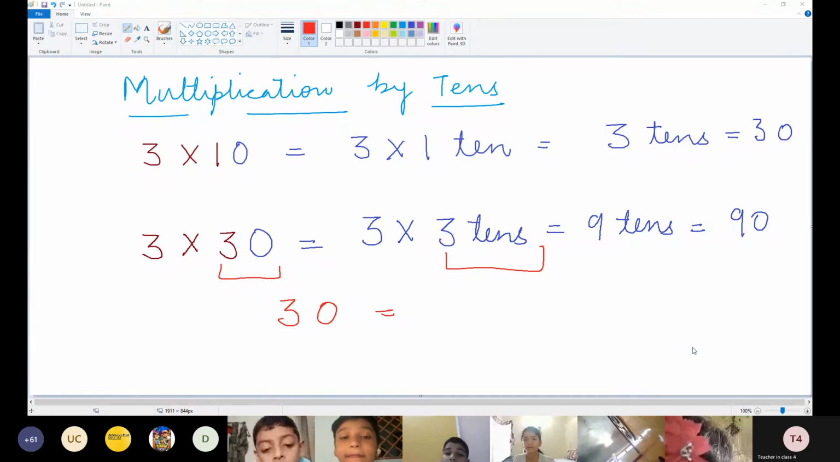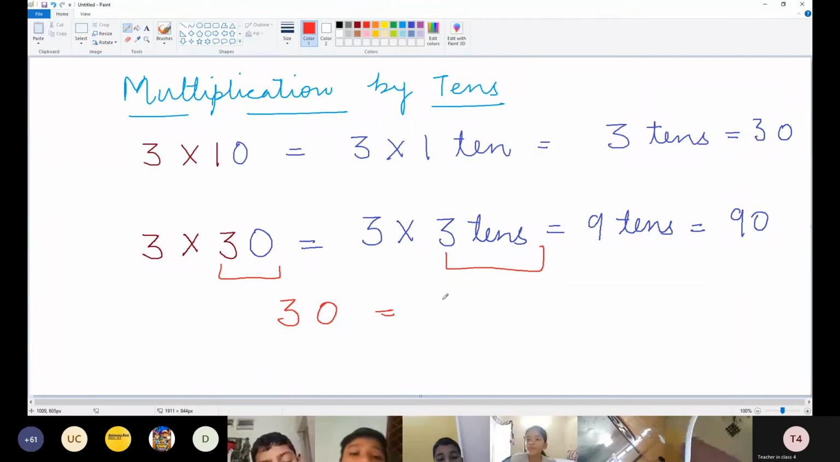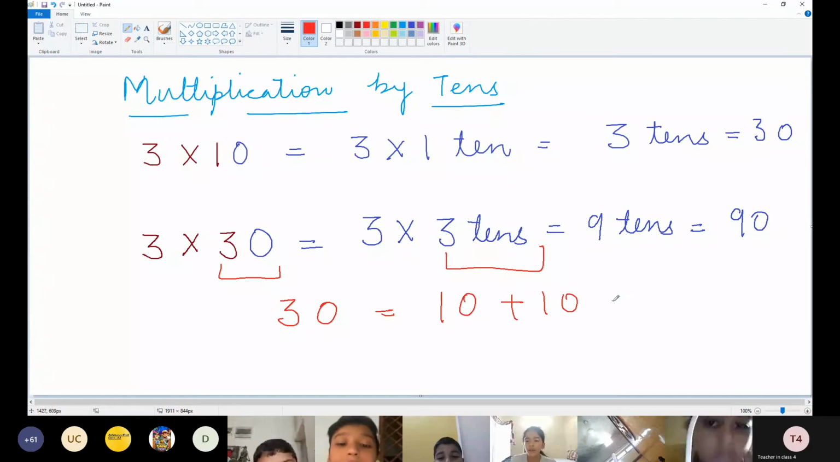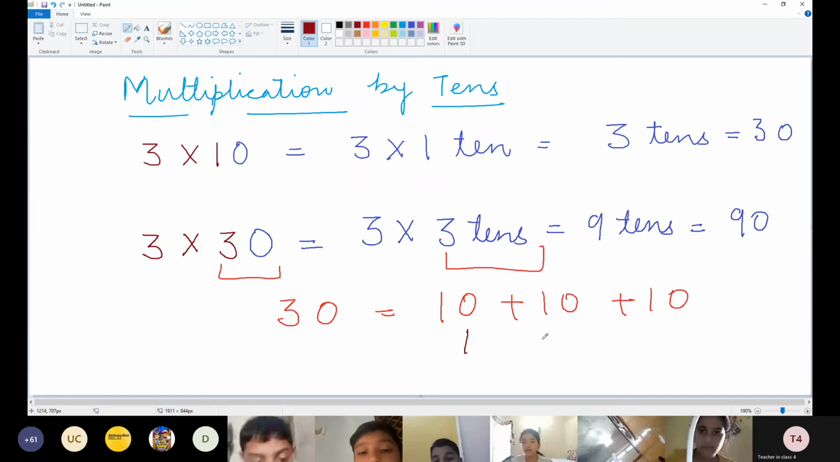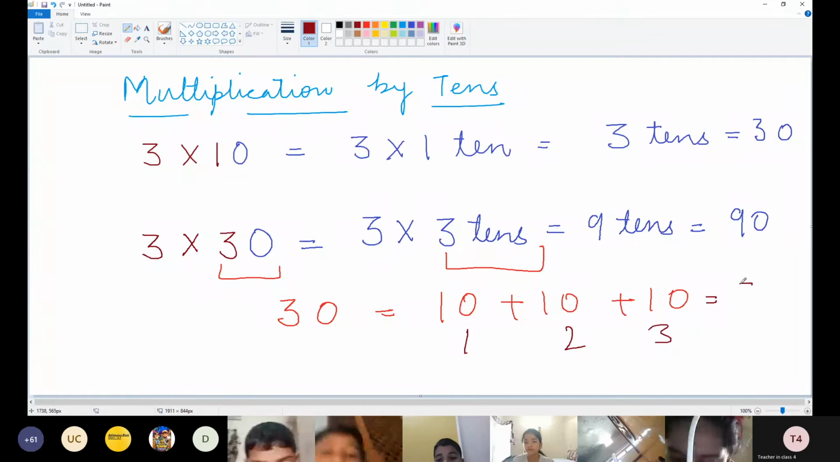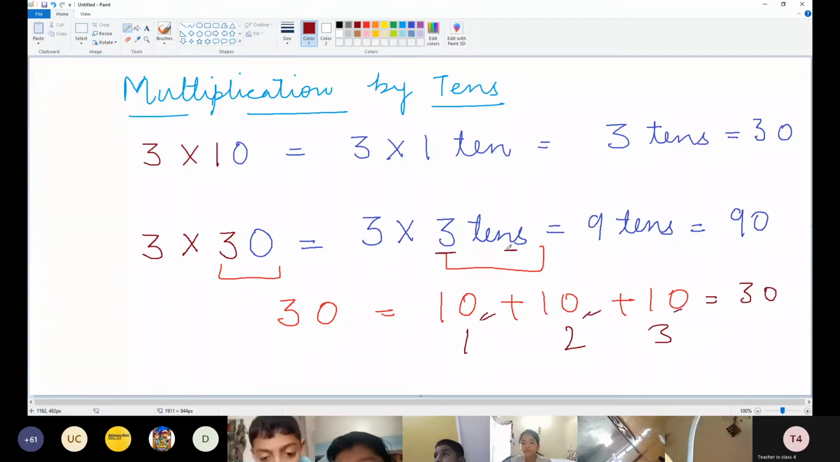I have written 3 and in words I have written tens. Beta, we know that in 30 how many tens do we have? 30 में कितने tens होते हैं? We have 3 tens. How? Look, 10 plus 10 and 10. ये 3 tens हैं ना, 1 2 3. When we sum up these tens we get 30. That's why I have written 3 and tens. 1 2 3 tens.